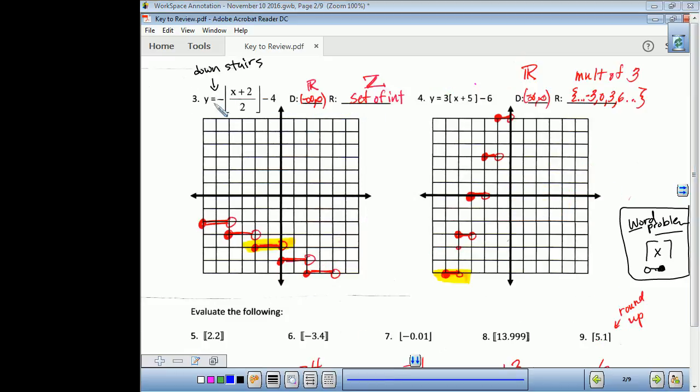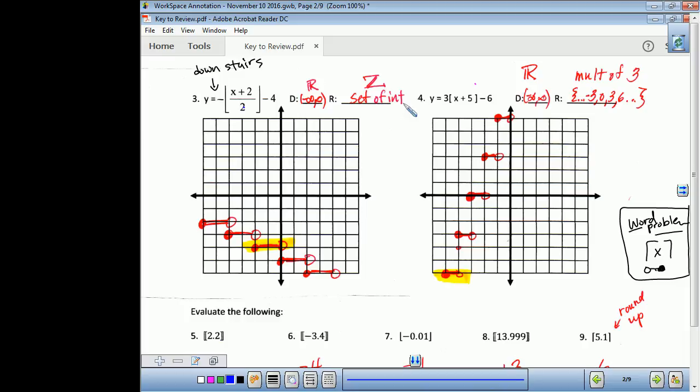All right, on number 3, we got the negative out in front, which means we go downstairs instead of upstairs. So we're going to start at negative 2, negative 4. It's going to be 2 units across because of our horizontal stretch by a scale factor of 2. And then we're going down, jumping down. So my domain is a set of real numbers, or negative infinity to positive infinity. And the range, once again, is all the integers. So you could do the double Z for the set of integers. You could write the set of integers, or you could describe the pattern. Questions? No, ma'am. All right.